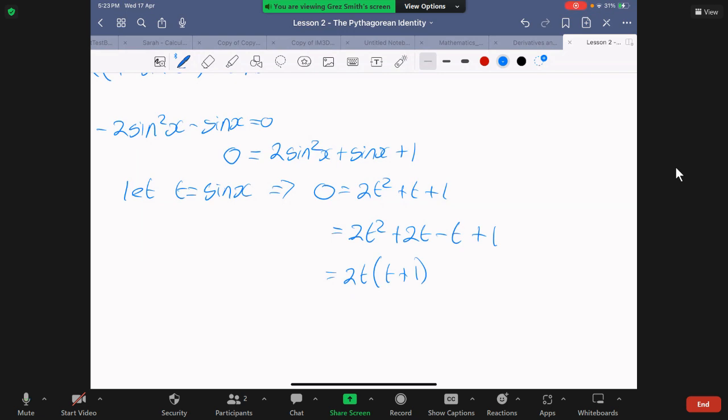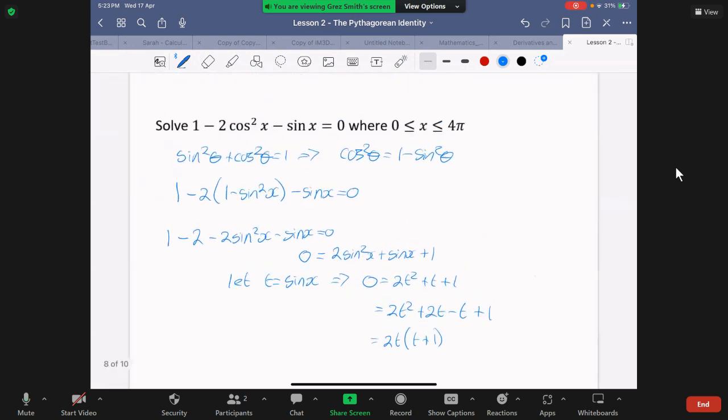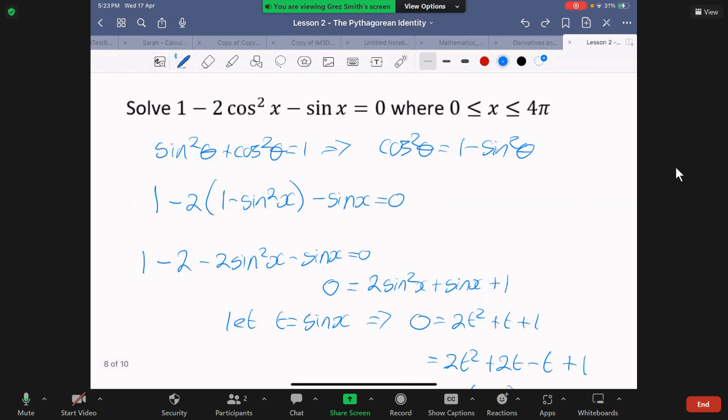Where have I gone wrong? Let me just check back. I've gone wrong somewhere. So I'm trying to find where my mistake is. I'm back to this point here, checking it through. There, I spotted it. Okay.